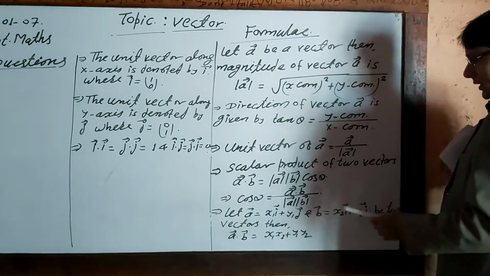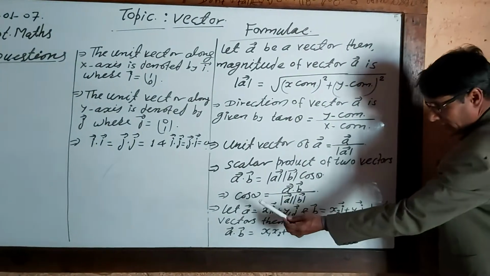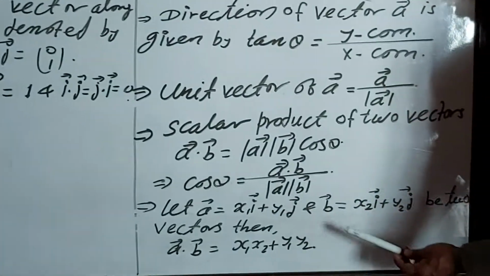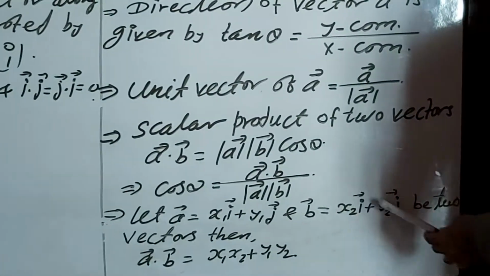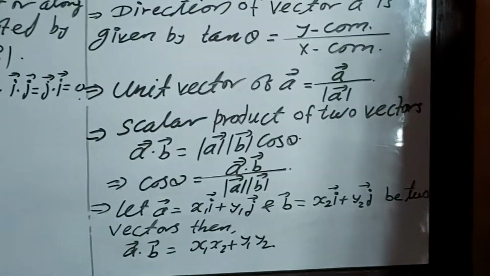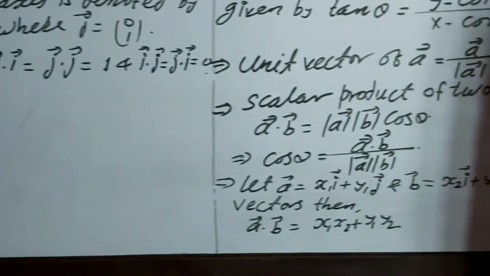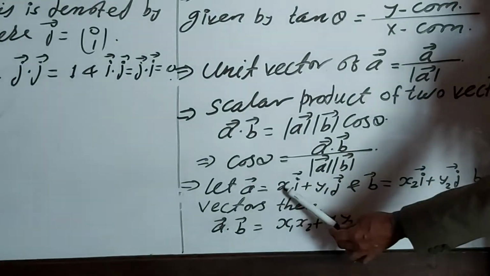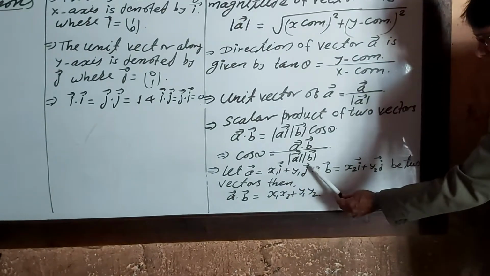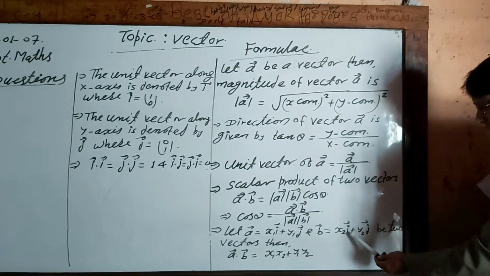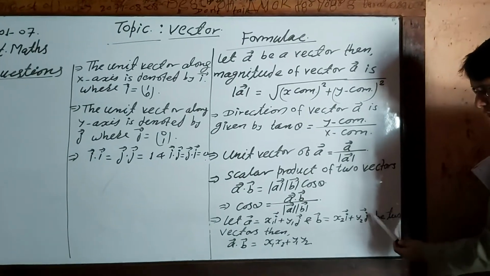Similarly, here, let vector A equal x1i plus y1j and B equal x2i plus y2j be two vectors. Then A dot B is equal to x1 x2 plus y1 y2. Here A equals x1i plus y1j, which we can write as (x1, y1), and B equals x2i plus y2j, which is (x2, y2).